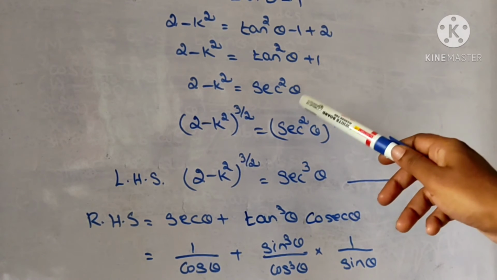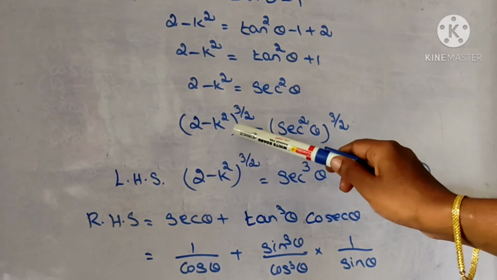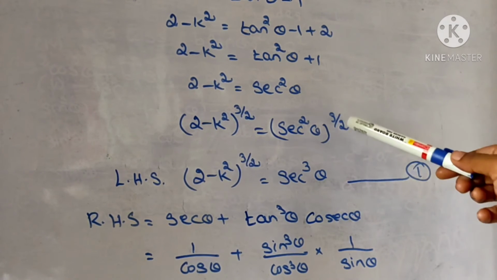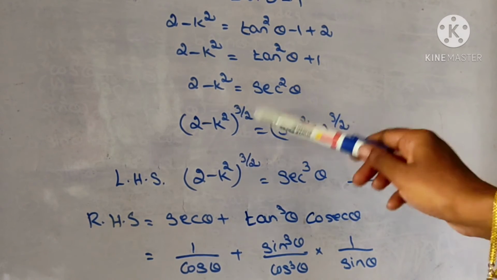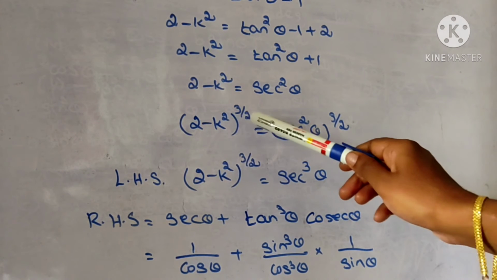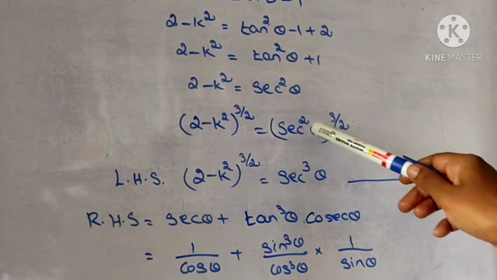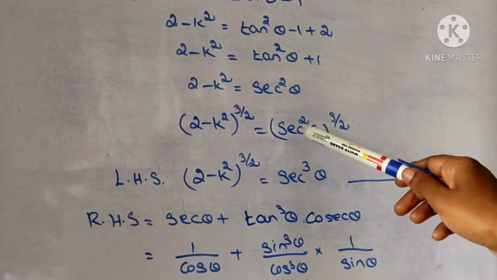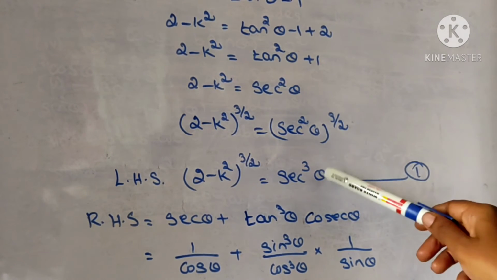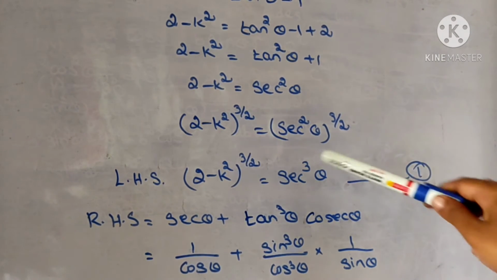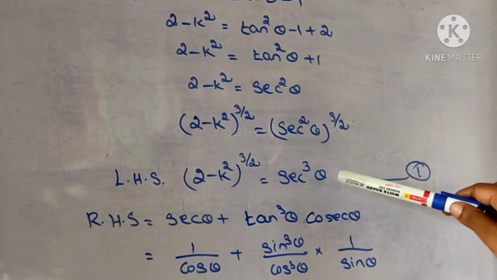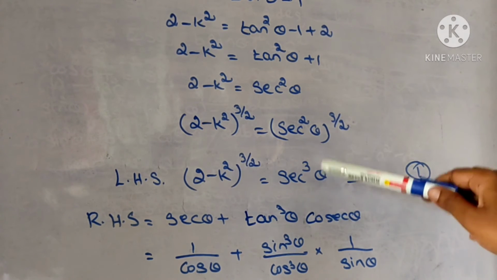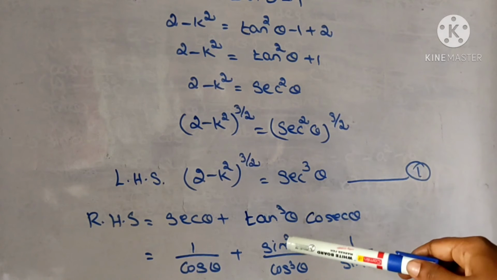But our proof part right side value is (2 - k square) the whole power 3 by 2. So you raise both sides to the power 3 by 2. So (2 - k square) the whole power 3 by 2 is equal to (secant square theta) the whole power 3 by 2. The 2 and 2 cancel. So secant theta the whole cube is secant cube theta. This is the left hand side reduced value. Then take the right hand side and find out whether this value is equal to secant cube theta or not.